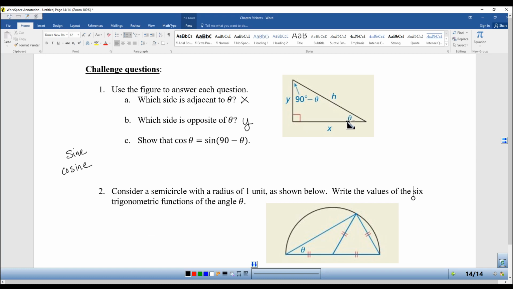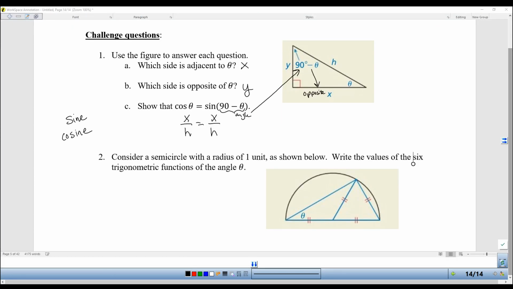Because cosine of theta is adjacent over hypotenuse. But then if you want to do sine of 90 minus theta, this is your angle. This is the angle that you look at. And if you're looking at that angle, then now this becomes opposite. And once this is opposite, then it's x over hypotenuse. So that's why cosine of this angle always ends up being the same as sine of the other angle, because sine and cosine are co-functions of each other.